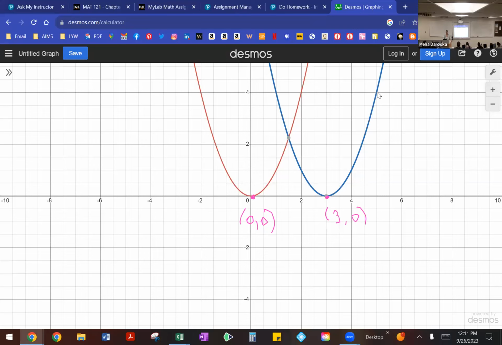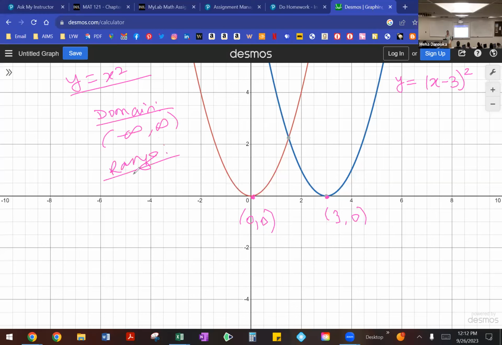Okay, tell me, domain and range over here, guys? Of course, since we just talked about this one, we know this is negative infinity to positive infinity, and the range we know is from 0 to infinity. So for the graph that moved to the right, what will be its domain and range?